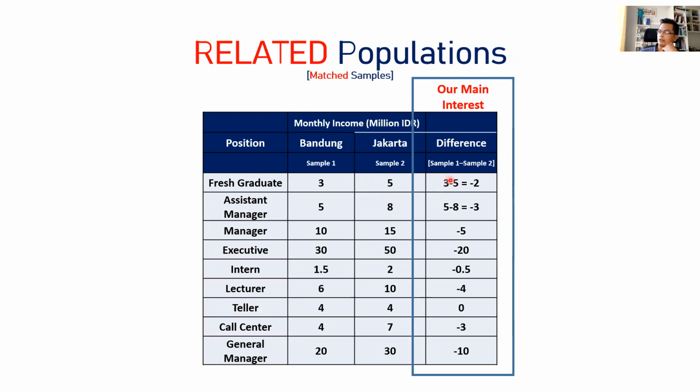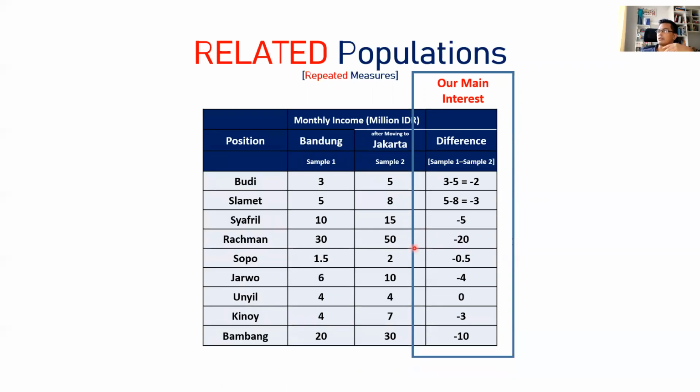Whether Bandung is smaller than Jakarta or Jakarta is bigger than Bandung in terms of the delta or the difference. So here we can see that the value is subtracted, sample one subtracted by sample two, then we know the difference. 3 minus 5 equals minus 2. Here, for example, 30 minus 50 equals minus 20, which means that the monthly income in Bandung is 20 million lower than in Jakarta. And this is for matched samples and also for repeated measurements.